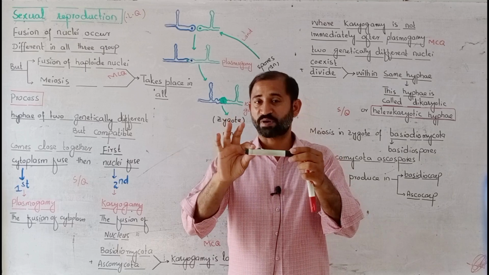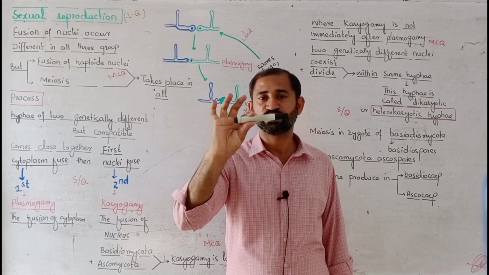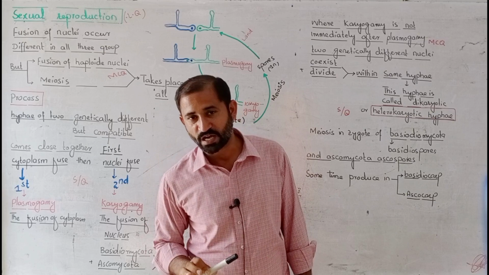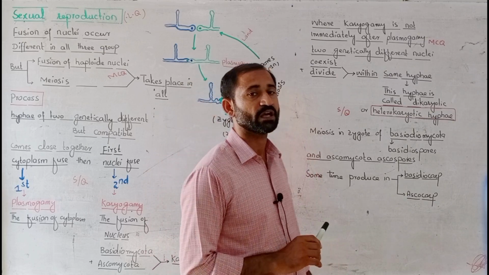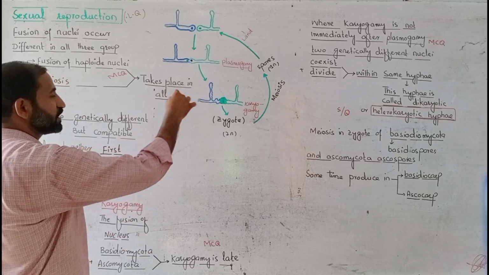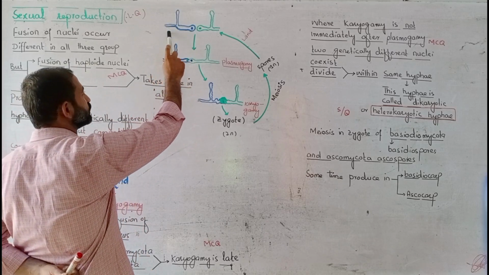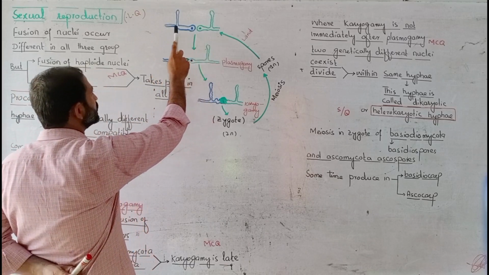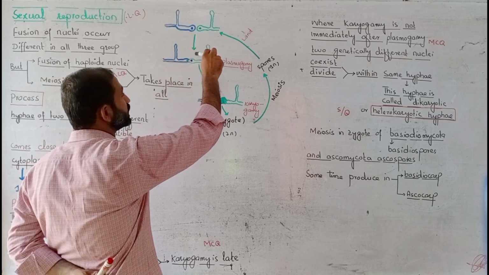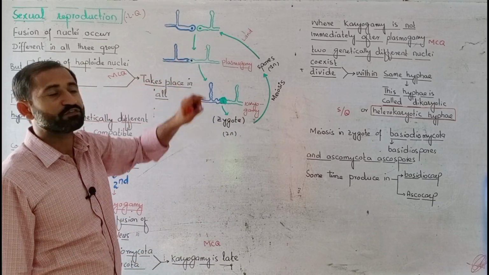These nuclei not only coexist, they can divide within the same hyphae, and a hyphae bearing two genetically different nuclei is called a dikaryotic hypha or heterokaryotic hypha. We can summarize all this process in a simple diagram. This is one type of hyphae and this is another type of hyphae. We represent them with different ink, so you can understand that these two are genetically different hyphae.